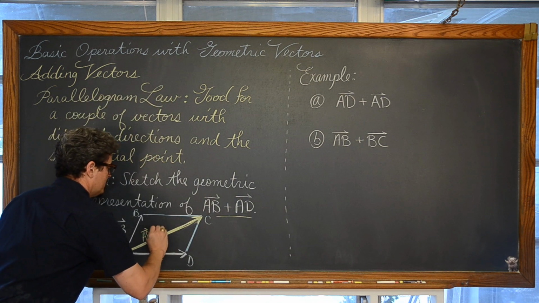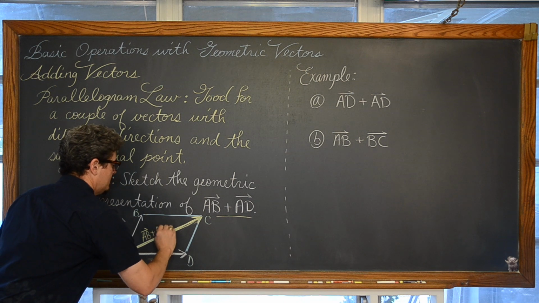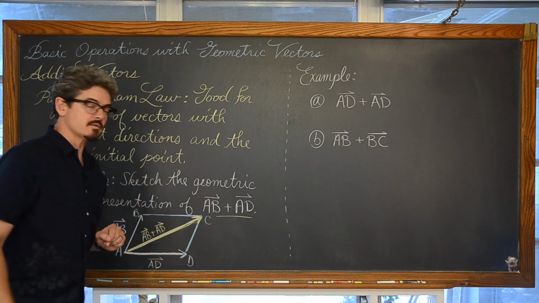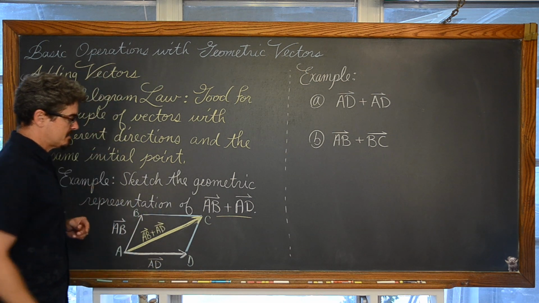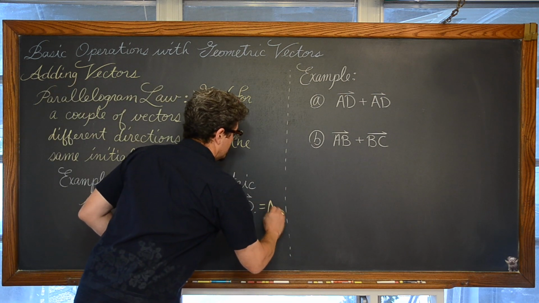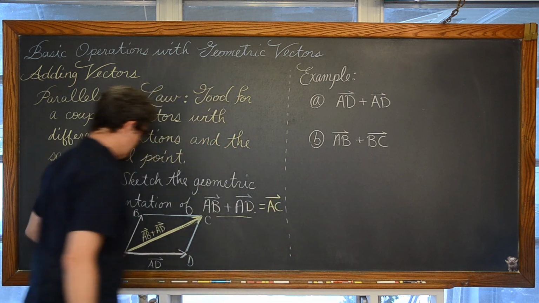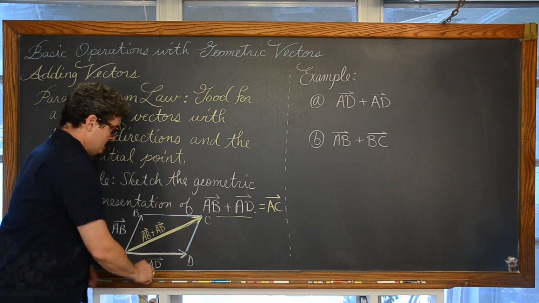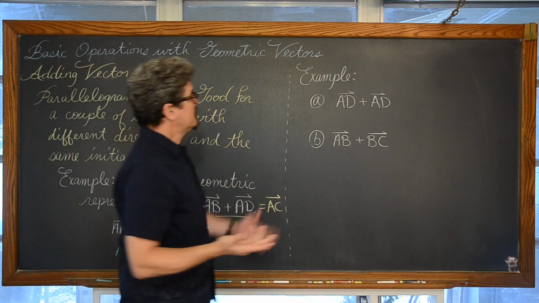Vector AB plus vector AD. And since now I've added another letter to my diagram, I could also say that it's equal to vector AC, but that is the resultant vector. Well, that's great. Let's keep going.